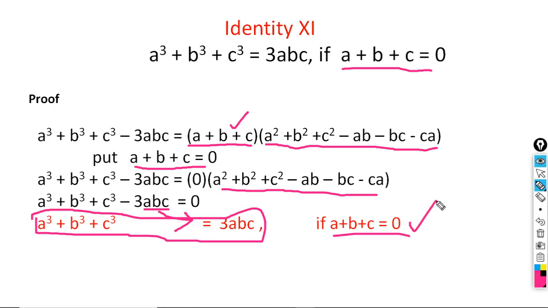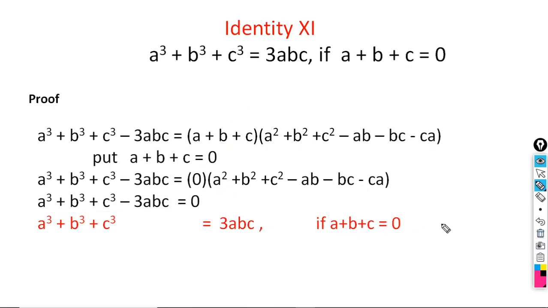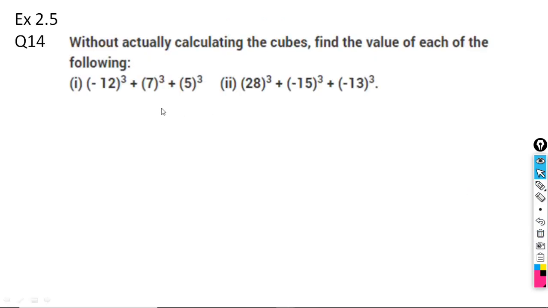So this is an important identity to understand, where we have to use the condition. If the condition is satisfied, only then is this identity applicable, otherwise it is not applicable. Let us discuss some problems related to this identity. Now here is the problem: without actually calculating the cubes, find the value of each of the following.